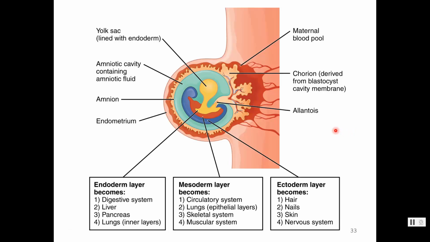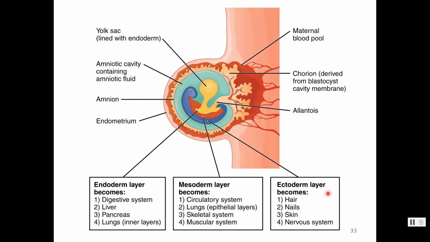So let's look at this picture. This is showing you the implantation process. This is going to be the endometrial side, and this is going to be the open or lumen side of the uterus. And it's showing you these 3 primary germ layers.